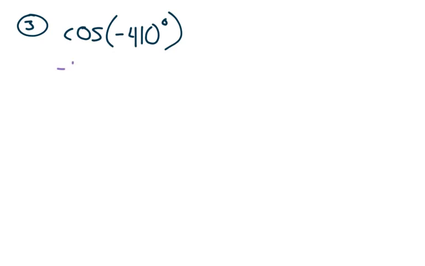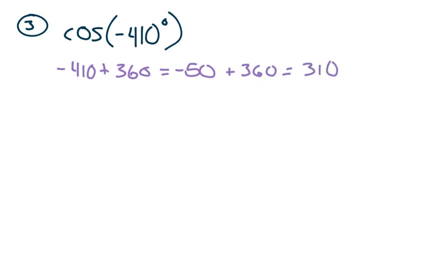So negative 410, I want to go plus 360. And negative 410 plus 360 is negative 50. And it's still not between 0 and 360, so we need to add 360 more, and that will give us 310 degrees. That's between 0 and 360. 310 is in quadrant 4. So we need to find the reference angle.